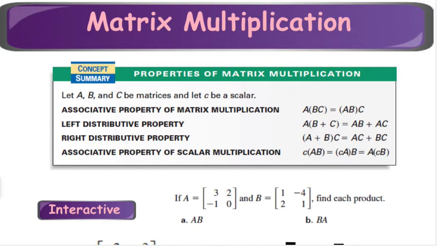All right, so in order for us to do matrix multiplication, we have some more properties to learn. Here are your properties. We have the associative property, the distributive, and the associative for scalar. So let's go ahead and write those down.